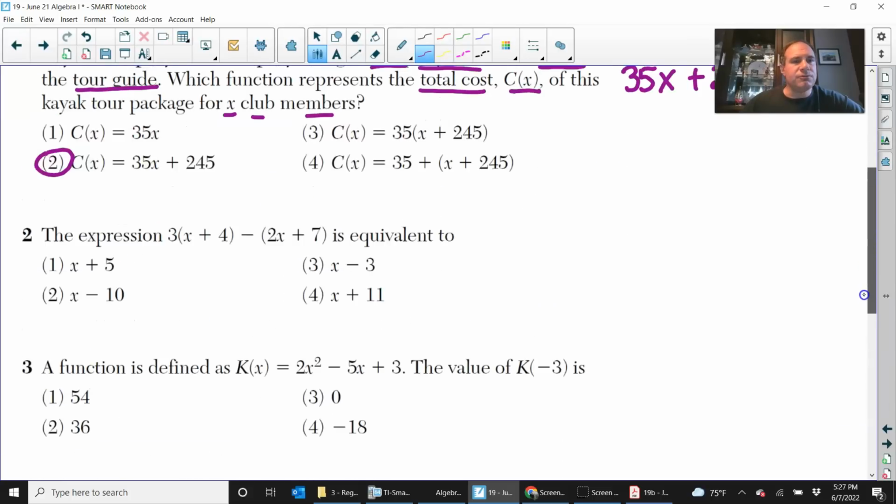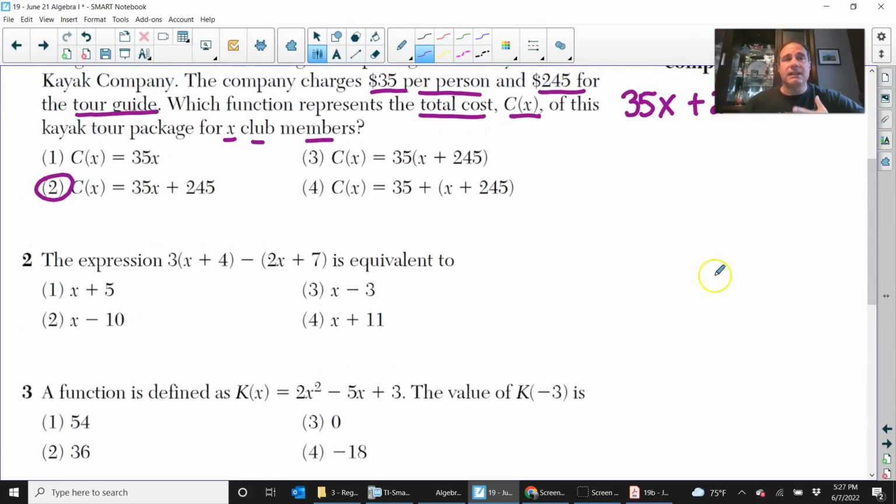For number 2, you are just taking this expression. As soon as you see parentheses, go ahead and do distributive property. We have 3 times x and 3 times 4. 3 times x is 3x and 3 times 4 is plus 12. Nothing difficult there. This negative here represents a -1. So we're going to distribute the -1, and that changes all the signs of everything inside. So that is -2x minus 7.